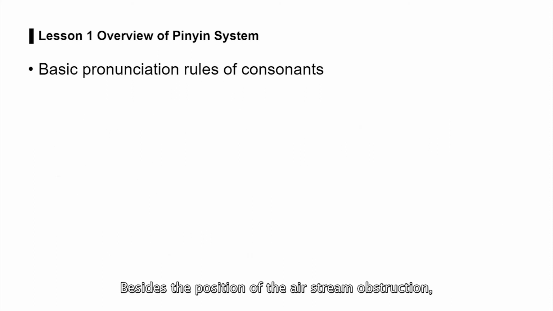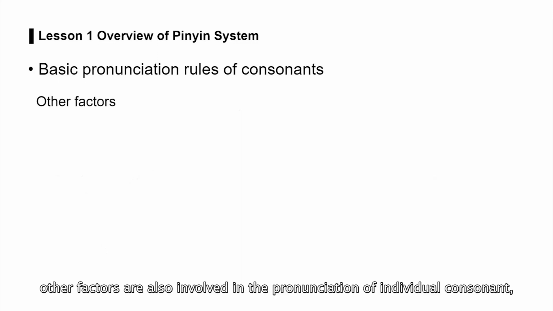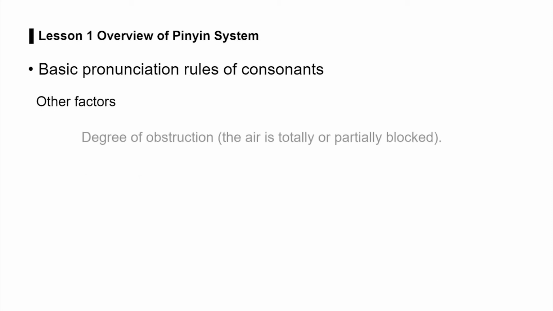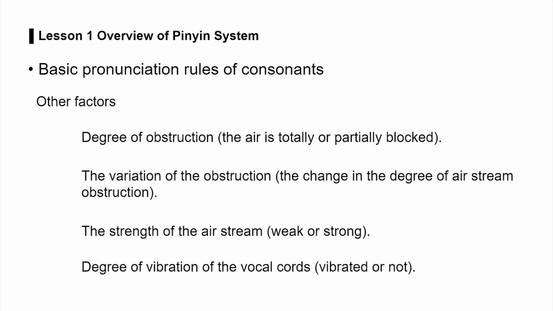Besides the position of the airstream obstruction, other factors are also involved in the pronunciation of individual consonants, such as the degree of obstruction, the variation of the obstruction, the strength of the airstream, the degree of vibration of the vocal cords, etc.